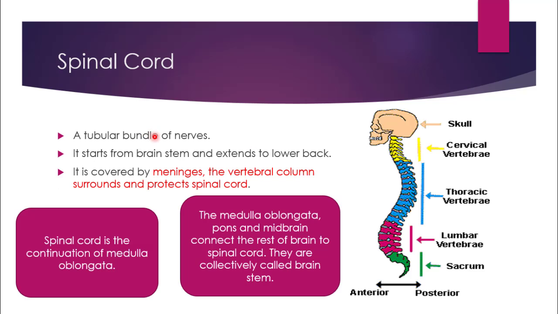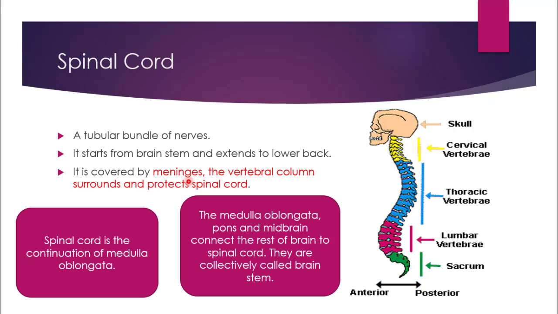Spinal cord is a tubular bundle of nerves, which means it consists of different nerves that are arranged in the form of a bundle. It starts from the brain stem and extends to the lower back. As you have studied in the previous lecture, the medulla oblongata, pons and midbrain connect the rest of brain to spinal cord. They are collectively called brain stem. So we can say that spinal cord starts from the brain stem and ends at the lower back.